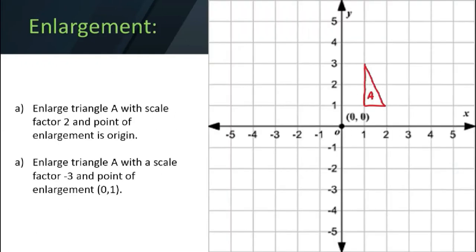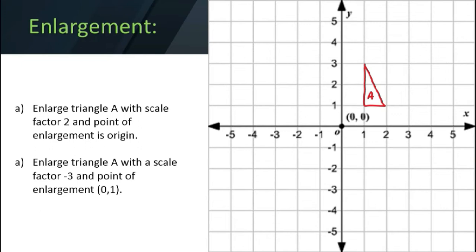In enlargement, we need two things. One is the scale factor, and the second thing is the point of enlargement. If they are asking to enlarge the given object, then they will give you these two things. The first one is point of enlargement, and the second one is scale factor. Scale factor means how much we will enlarge our figure, and the point of enlargement is from which point we will consider the enlargement.